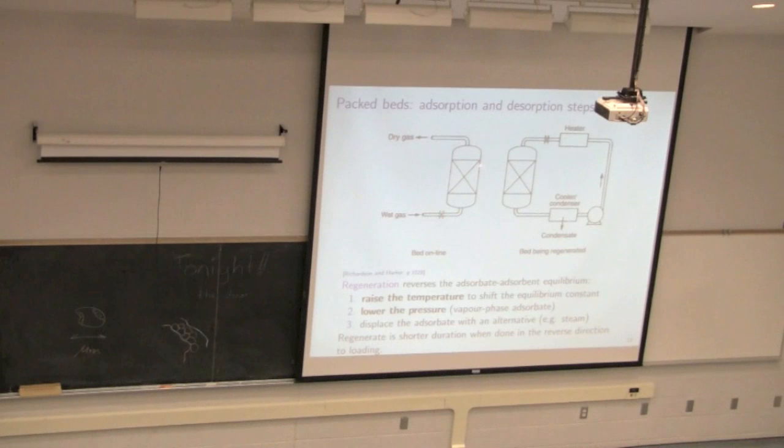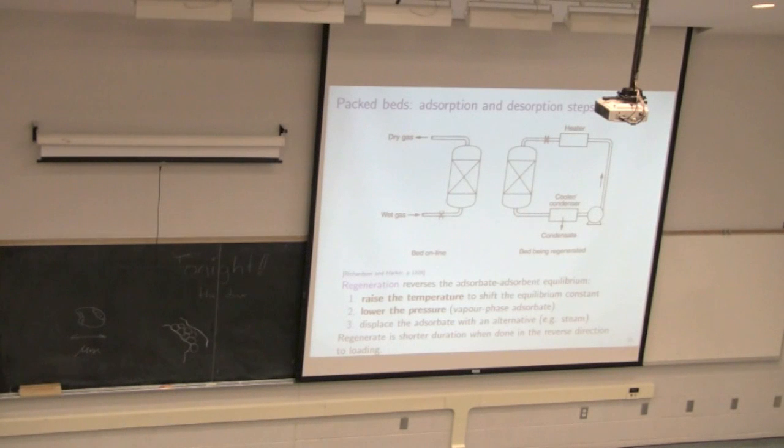So this top part of the bed is not being used until you detect that there's some adsorbate coming off here. In other words, your bed is all used up. Most of the top of this bed is relatively unused. So when we regenerate, it seems a little counterintuitive to regenerate in the opposite direction. You're going to put this heat on the part of the bed that's mostly unused.